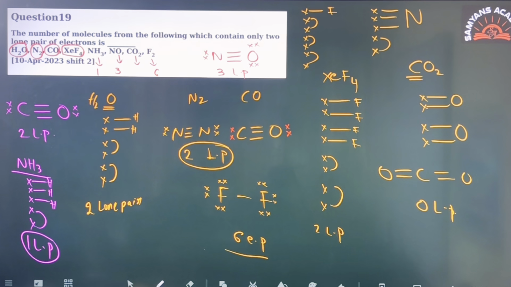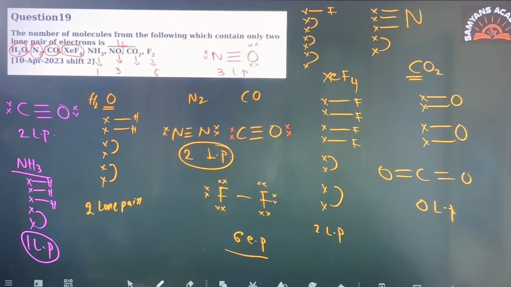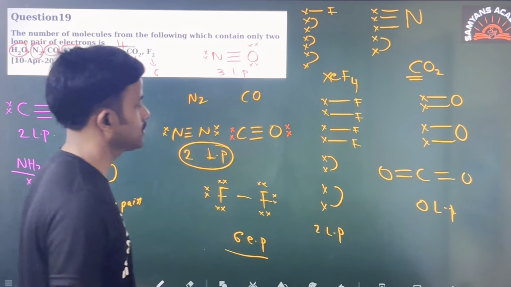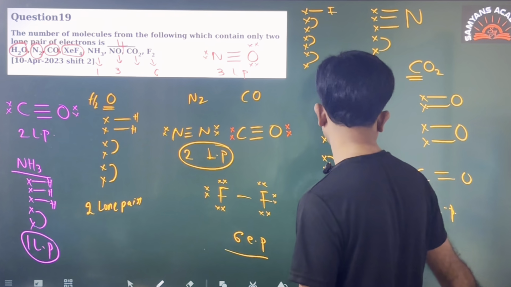So among all these molecules, how many molecules are having two lone pairs of electrons? Only 4. Those are H2O, the water molecule, nitrogen molecule, carbon monoxide, and xenon tetrafluoride. So this is the explanation about this. Now move on to the next question.